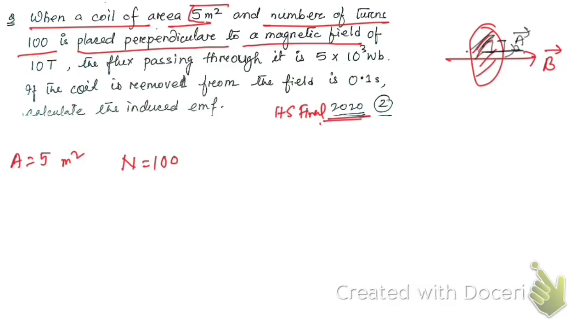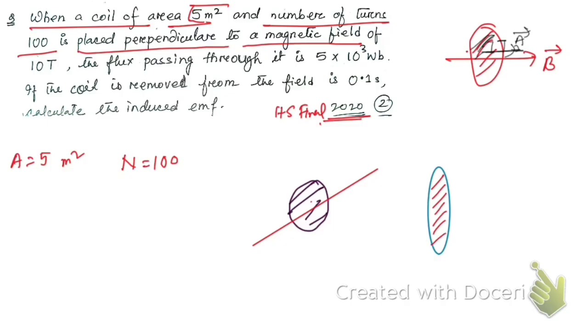Hope you have understood this, right? When you say area vector, if this is the coil, then its area vector is always perpendicular to the coil. So if the magnetic field is perpendicular to this coil, then it must be parallel to the area vector. Hope you have understood this.